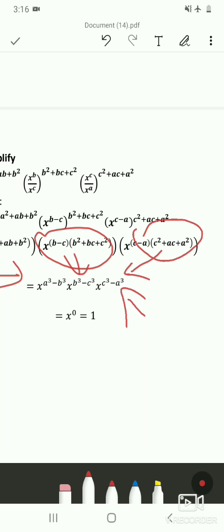So again by using the first law over here, that is a raised to m into a raised to n, we can write it as a raised to m plus n. So here a is nothing but x, and you can see when you add all these terms, a cube and a cube get cancelled. Similarly b cube and b cube, and c cube and c cube. So here in the last step we'll get it as x raised to 0. So by using the law a raised to 0 is equal to 1, this is the final answer.